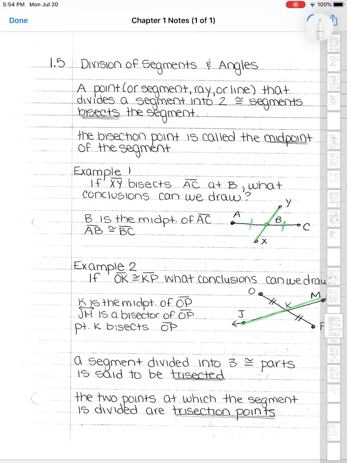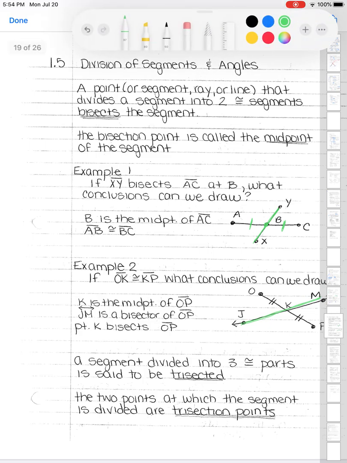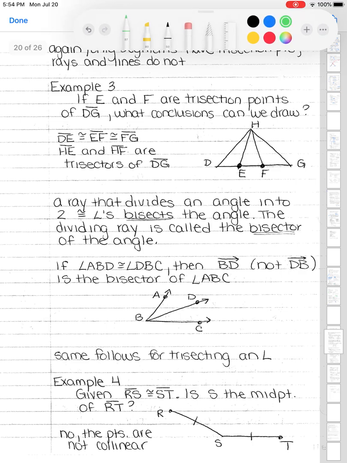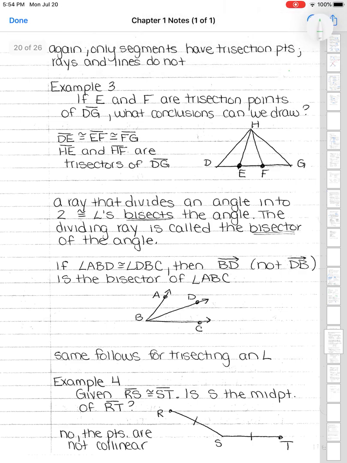So if we take the word bisect and extend it further, now we have a segment that's divided into three congruent parts, and that's said to be trisected. The two points at which the segment is divided are called trisection points. So for bisect, we have a midpoint. For trisect, we have trisection points. Again, only segments can have trisection points. You can't have them with rays or lines, just because those extend infinitely in a particular direction.